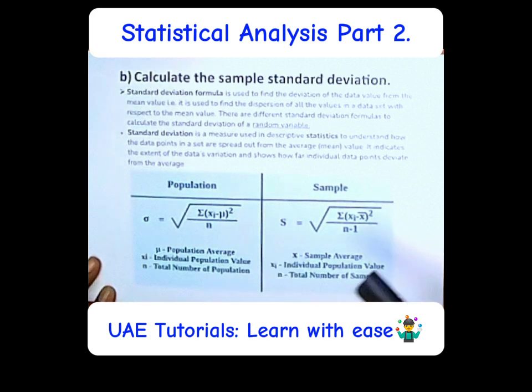So in this formula, S is the standard deviation, n equals the number in the sample. Our number is 6, so n minus 1 is going to give us 5.